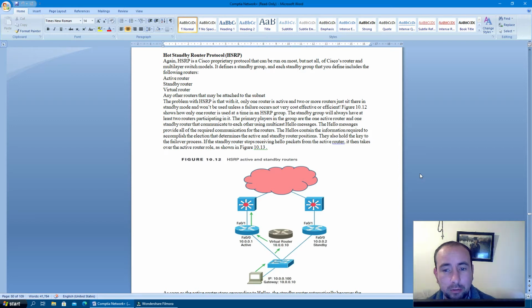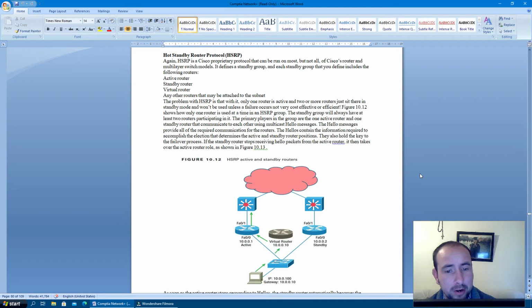The standby group will always have at least two routers participating in it. The primary players in the group are the one active router and one standby router that communicate to each other using multicast hello messages. The hello messages provide all of the required communication for the routers. The hellos contain the information required to accomplish the election that determines the active and standby router positions. They also hold the key to the failover process.